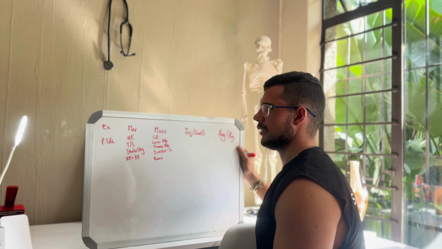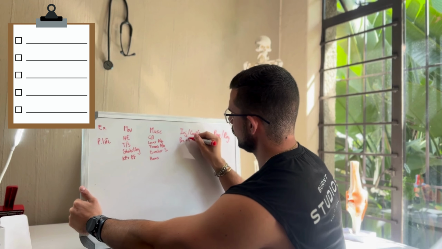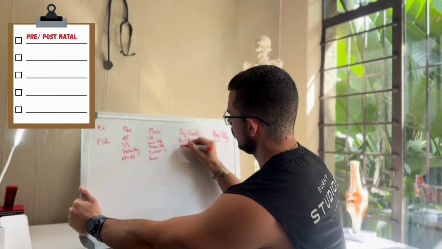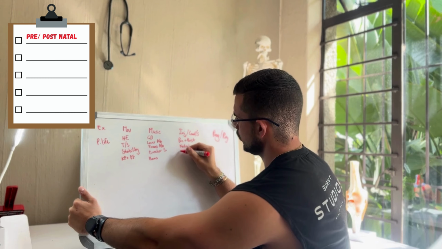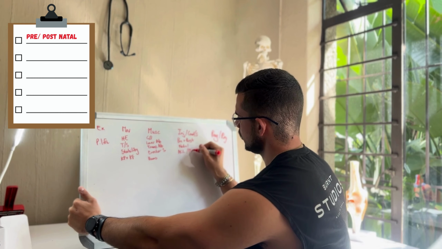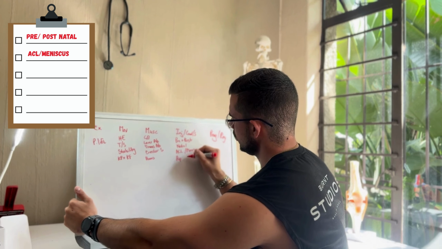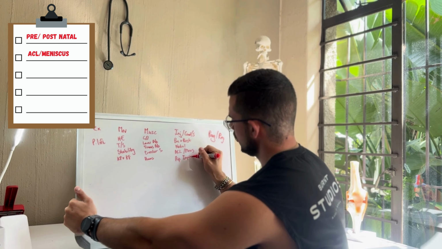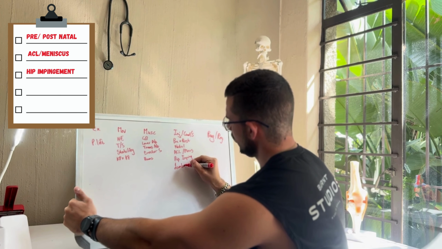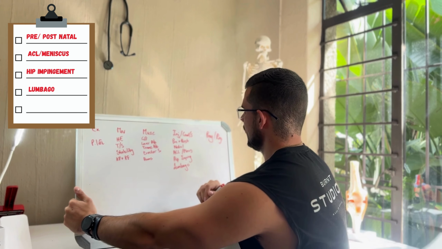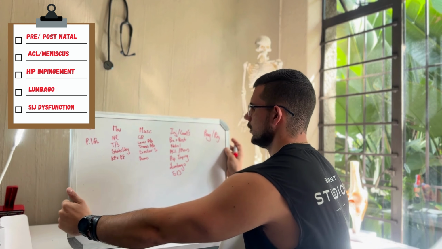Then when we look at injuries and conditions this can be used for, we have pre and post natal, which is always a good exercise to have for those patients. We're going to look at your knee injuries such as your ACL or your meniscus tear. We're also going to look at things such as hip impingement. We're going to look at lumbago, which is mechanical lower back pain. And then we can also look at something like SIJ dysfunction.